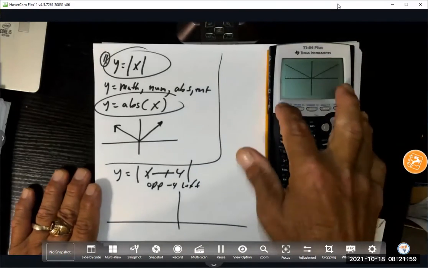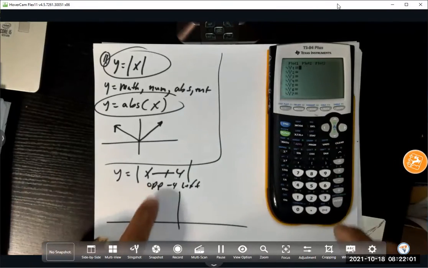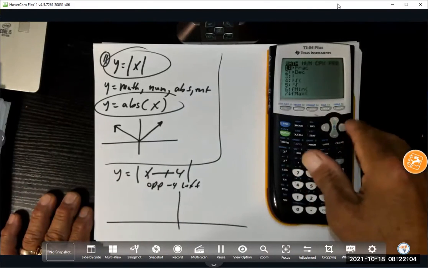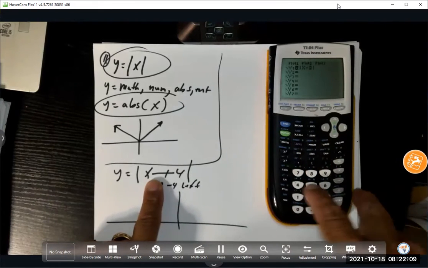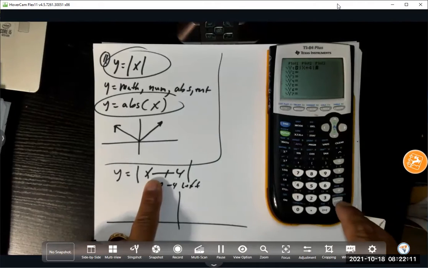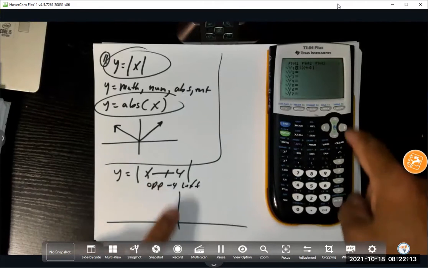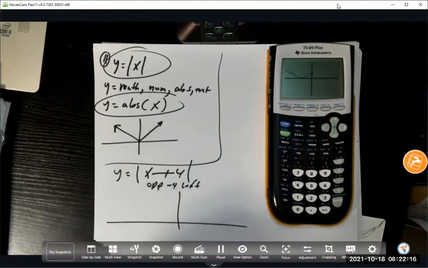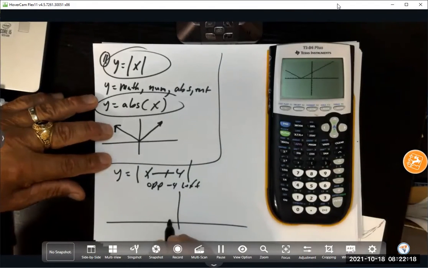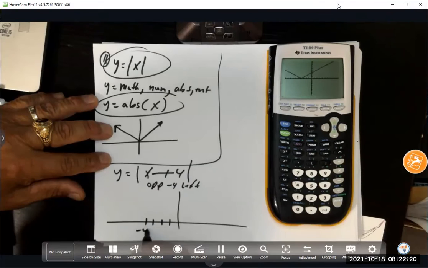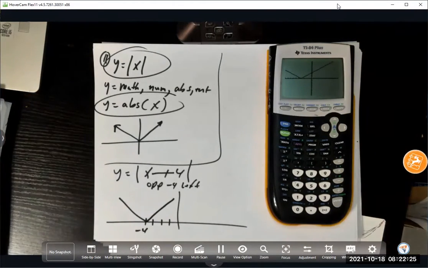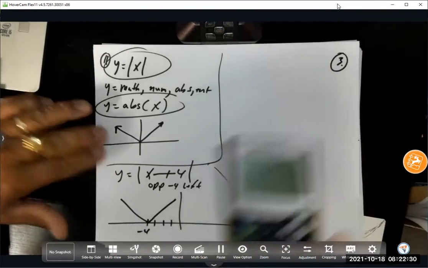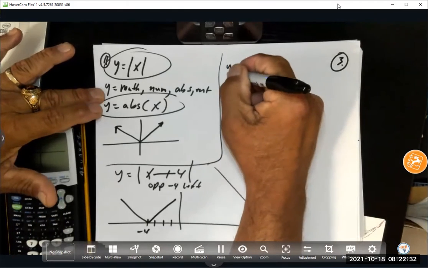Ready? Go y, clear, math, number, abs. I'm gonna put x plus 4. Get out of there. Hit enter. Hit graph. Ready? Graph. So 4 to the left. 1, 2, 3, 4. So it's like right here somewhere. Boom. Everybody okay? Yes. Success. Oh man, that's good. I'm getting all right so far.